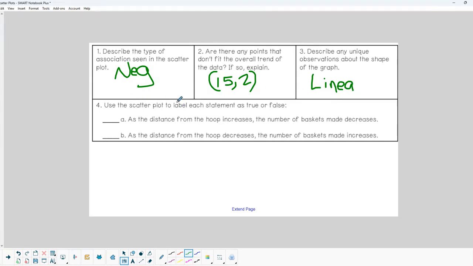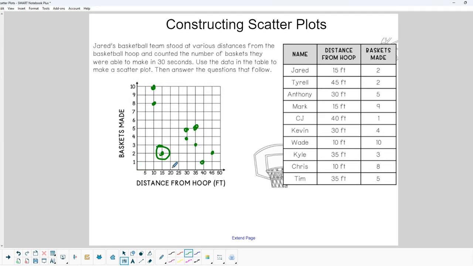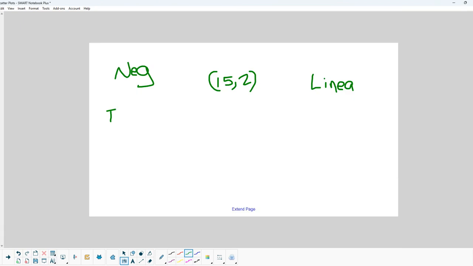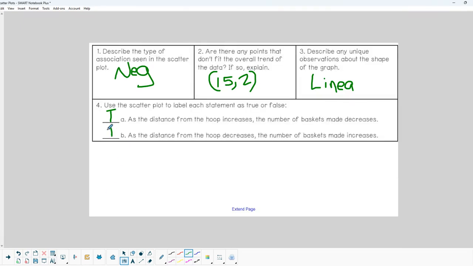All right, now use the scatter plot to label each statement as true or false. As the distance from the hoop increases, the number of baskets made decreases. True. As the distance from the hoop decreases, the number of baskets made increases. Well, wouldn't that also be true? As the distance decreases, doesn't the number of made baskets go up? So that's also true. Good thing we read carefully so we can get those right.